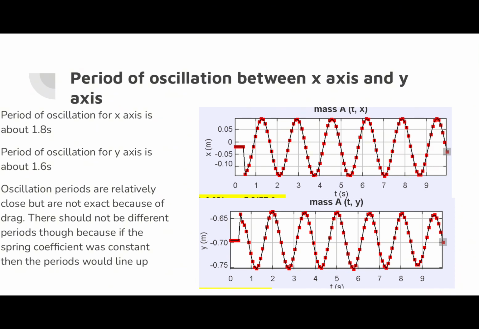Looking at the period of oscillation between the x-axis and the y-axis, the period of oscillation for the x-axis is about 1.8 seconds, while the period of oscillation for the y-axis is 1.6 seconds. These oscillation periods are relatively close but not exact because of drag. They should not be different periods, though, because the spring coefficient should be constant.